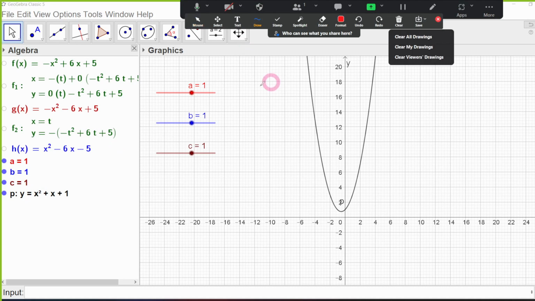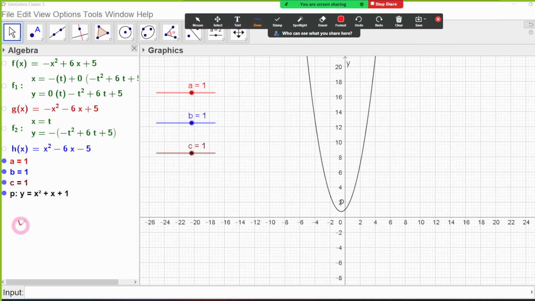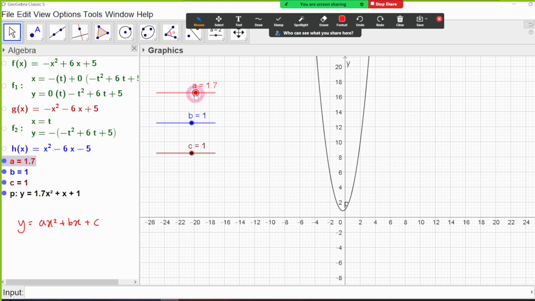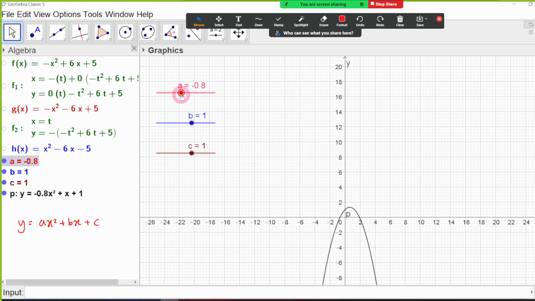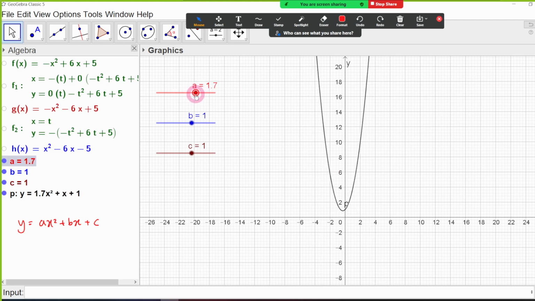Let me write this one over here. Y is equal to ax squared plus bx plus c. Now, if I change the value of a, the value of a is going to determine whether the graph is concave up or concave down. If this is positive, concave up. If this is negative, concave down. Or we can say sad face, smiling face.